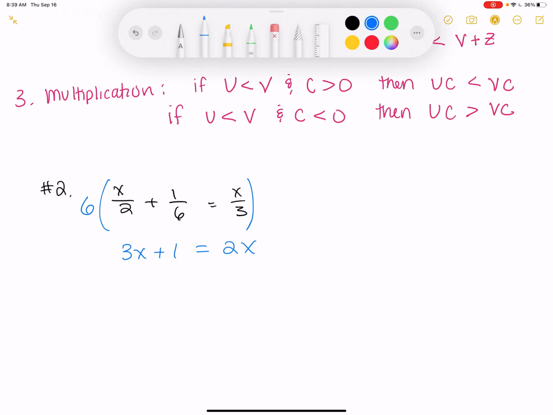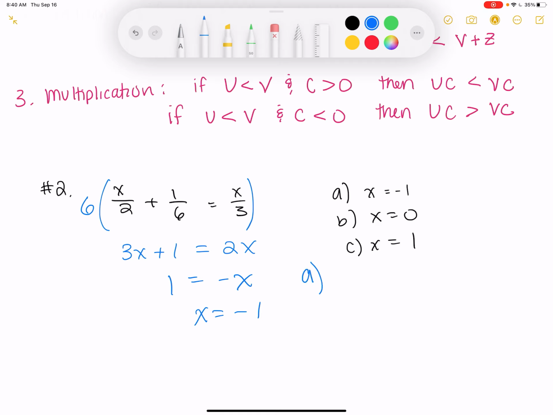Okay, so now I just need to solve for x. And I guess I should put up what the options were. So the options were x is equal to -1, x equals 0, or x equals 1. So we're going to see which one comes out to work. I'll just subtract the 3x over to the other side. So 1 is equal to -x. So x is equal to -1.